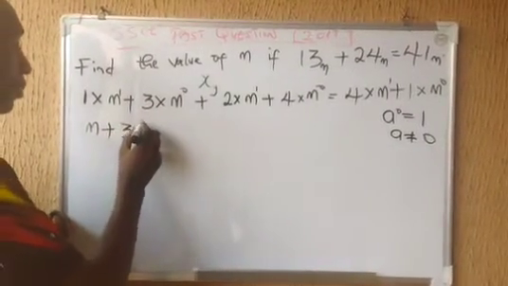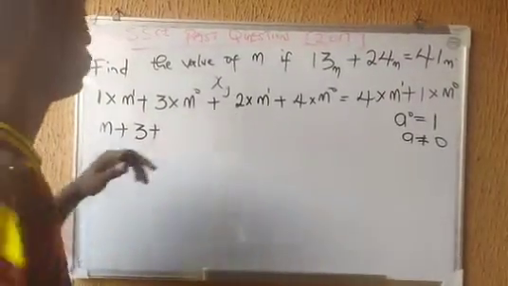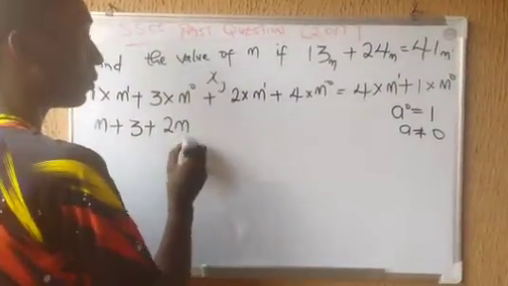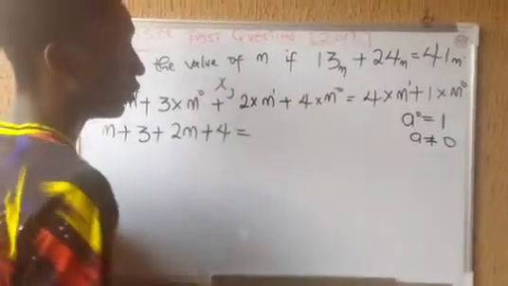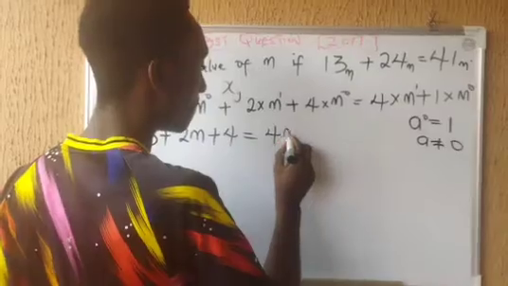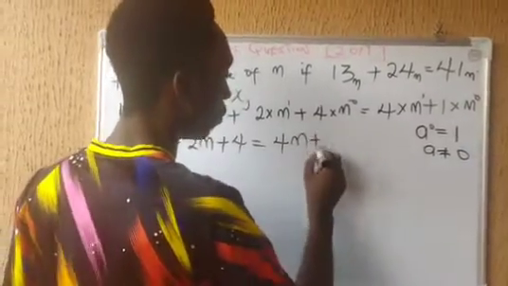3 times m plus m to the power 0 is 1, so 1 times 1 is 1, plus this will give me 2m, and this will give me 4, that's 4m plus 1.